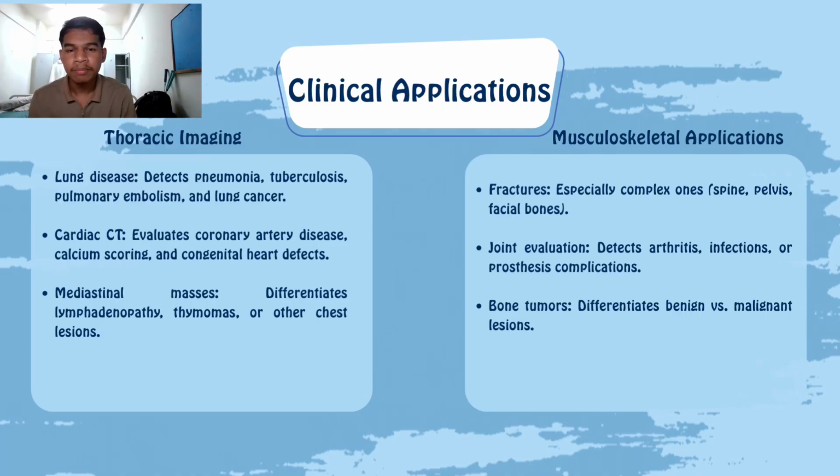The first clinical application of CT scan is thoracic imaging. We can use it to detect lung diseases such as pneumonia, tuberculosis, pulmonary embolism, and lung cancer. And next, for cardiac CT, we can evaluate coronary artery disease, calcium scoring, and congenital heart defects. It can also be used for mediastinal masses, to differentiate lymphadenopathy, thymomas, or other chest lesions.